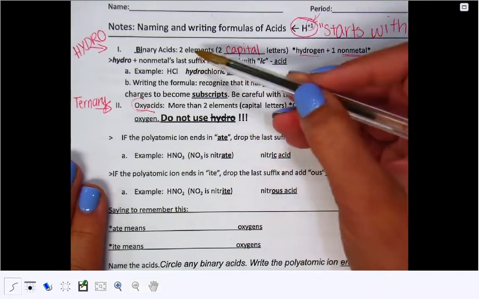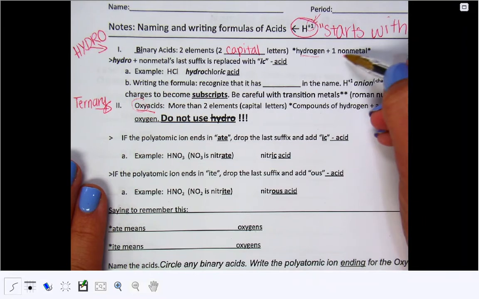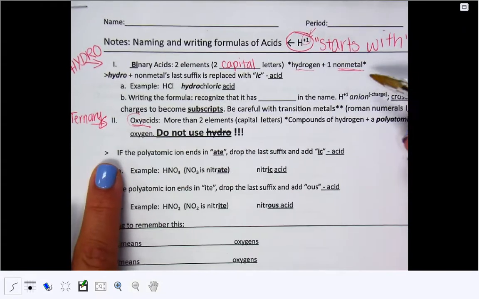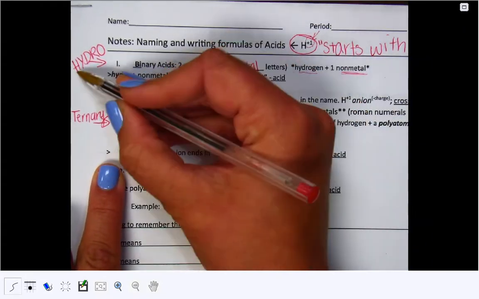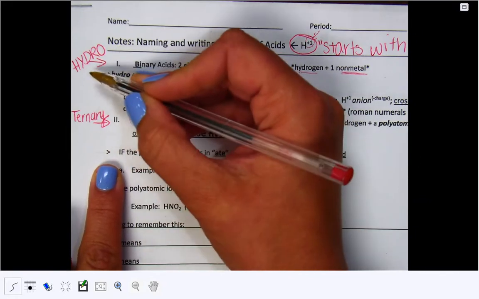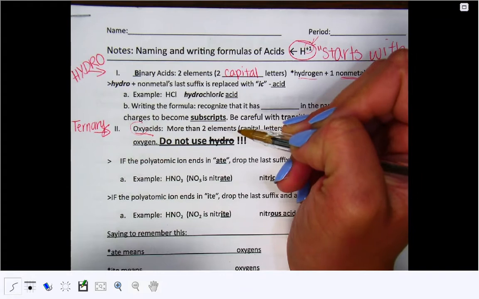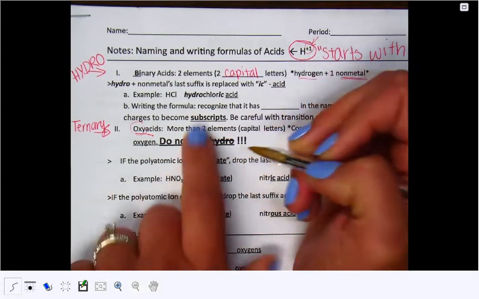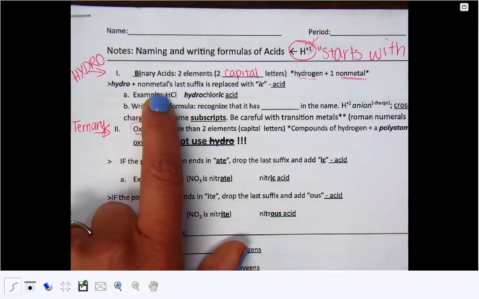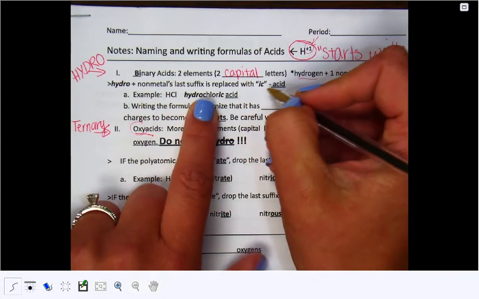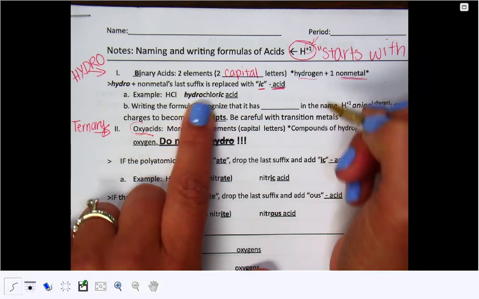So for binary acids, 2 elements, 2 capital letters, hydrogen and 1 nonmetal. These are going to be the only ones that have that hydro prefix. If it doesn't have hydro, it's not a binary acid. That's as easy as that. And then when we put our nonmetal, we're going to chop off the ending and change it to ic acid.